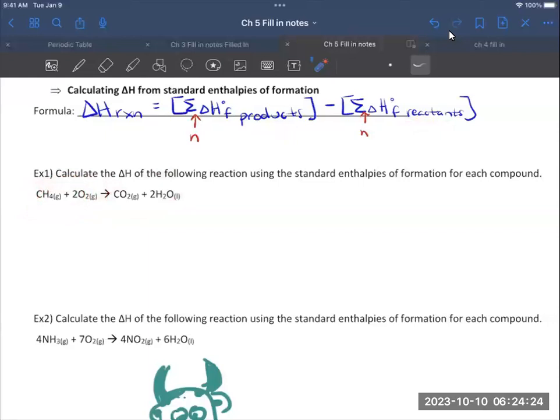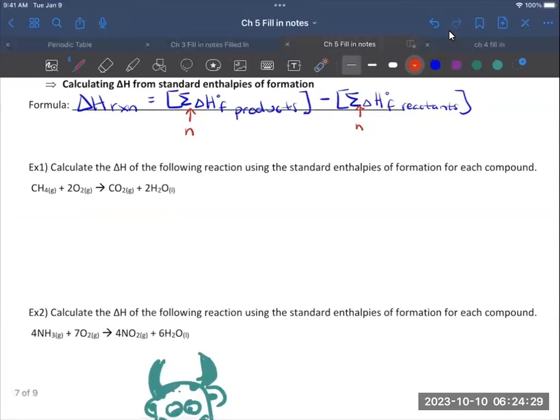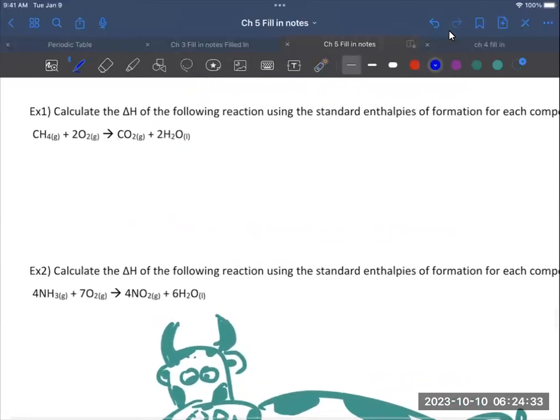So please keep note of that order. So the first thing we're going to do is look in the back of the book and look up what the delta H of formation values are for all 4 of these compounds. So let's do that really quick. I'm going to do that for you guys.